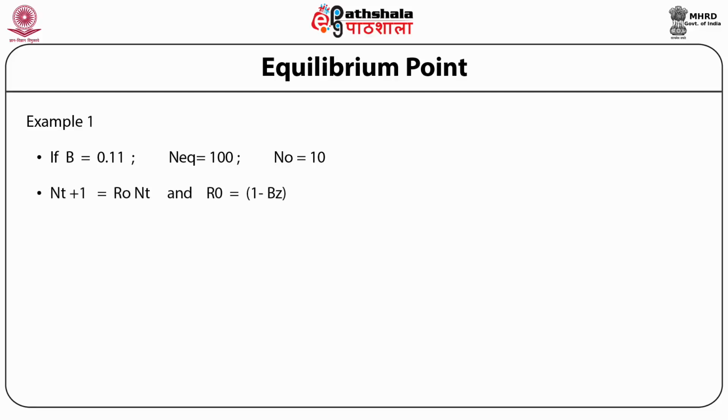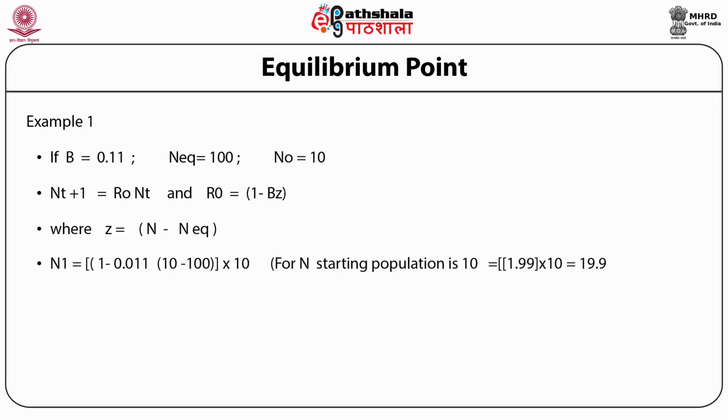Then Nt+1 is equal to R0 Nt, and R0 is equal to 1 minus Bz, where the value of z is equal to N minus Neq. Therefore, by applying this, N1 will be equal to (1 minus 0.011 into 10 minus 100) into 10, equal to 1.99 into 10, which will make 19.9 as the N1 population.